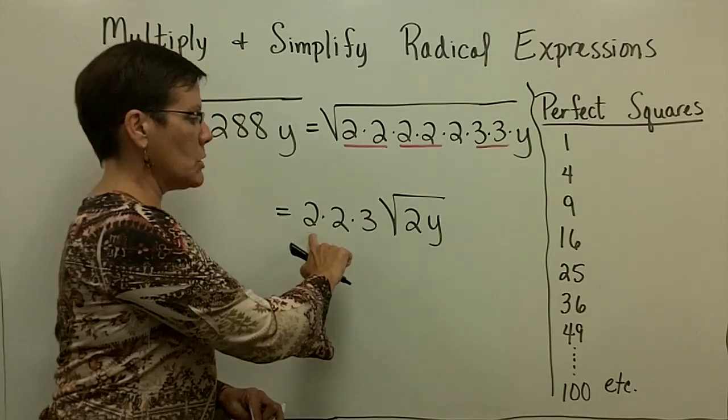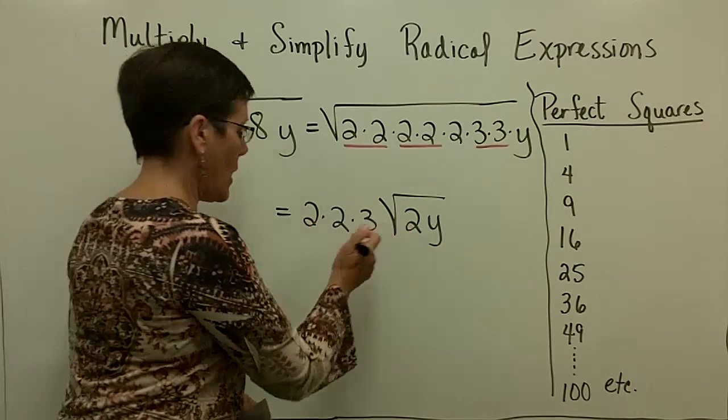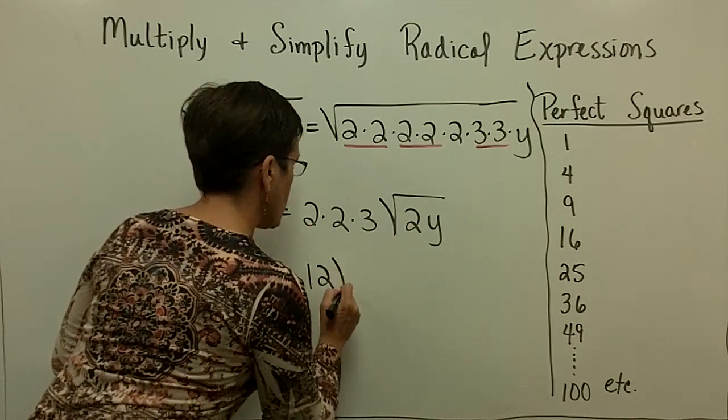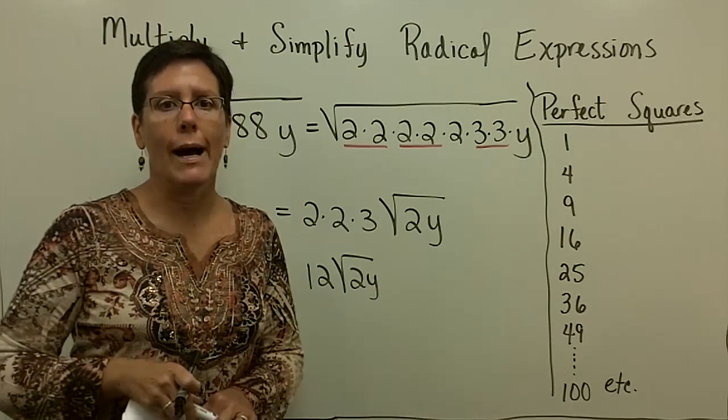You just have to be sure to multiply these numerical factors together to have a final answer. 2 times 2 is 4, times 3 is 12, times the square root of 2y. And you've simplified the square root of 288y.